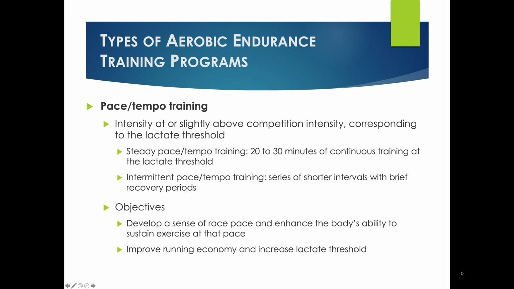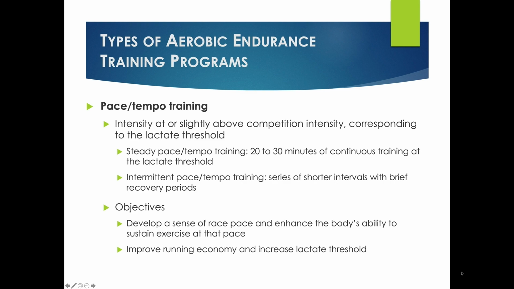So doing pace tempo training is good because, one, it gets the athlete knowing how to control themselves, because a lot of times in races, it's not until the very end that you give it all you can to get across the finish line. This helps athletes know how to push themselves at that point so they can keep going, right at that lactate threshold. And this will help push the lactate threshold to the right a little bit.